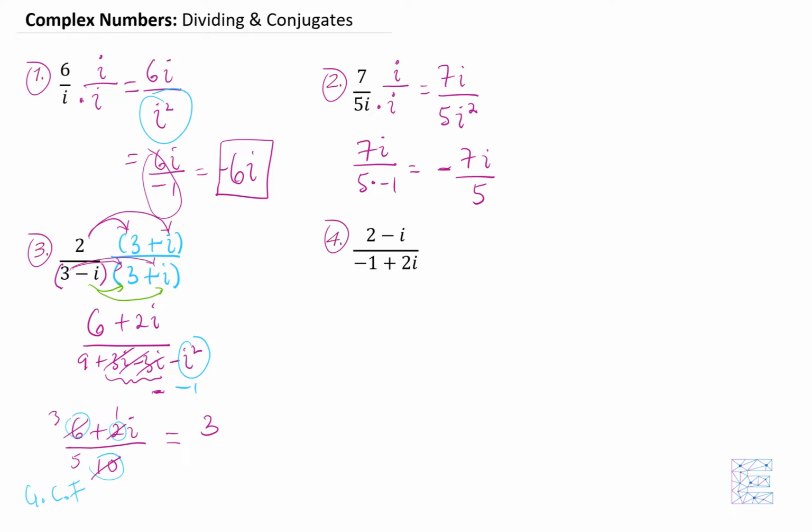So this simplifies to 3 plus i over 5. And that will be our answer. 3 plus i over 5.